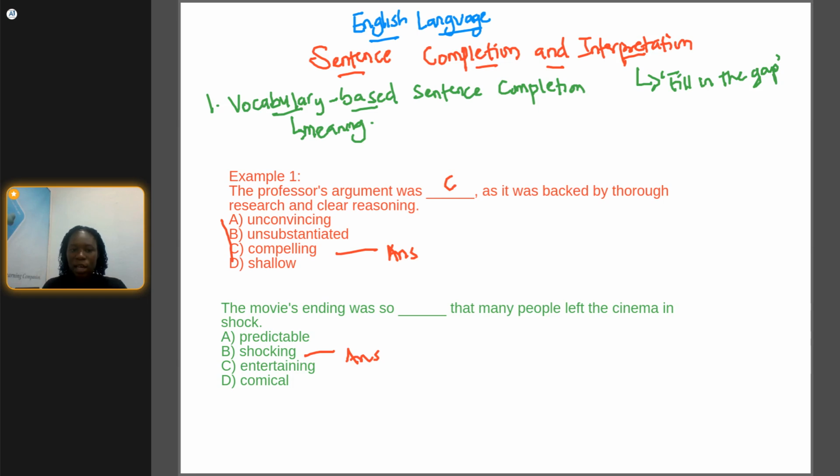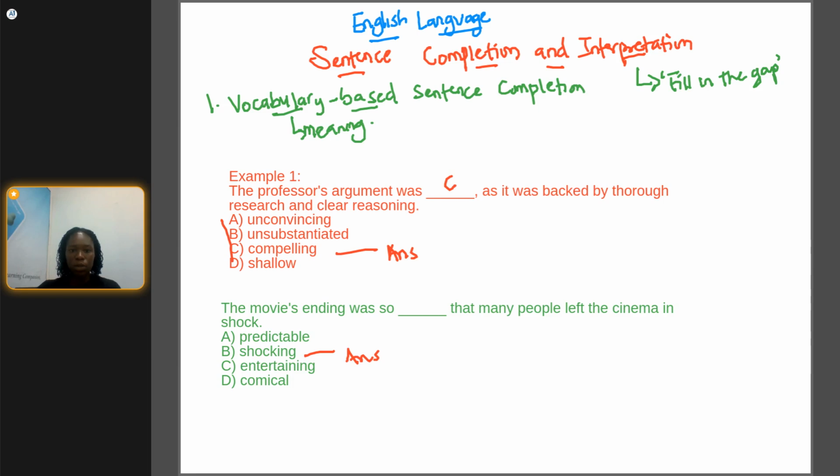Okay, I hope you get this. So for this point, it means you are dealing with the meanings of the options, for you to know the most appropriate to put in for your empty space. All right, we're moving into point two. Point two is context-based sentence completion. The first one we looked at is vocabulary-based sentence completion. So the second one we are looking at is context-based sentence completion.